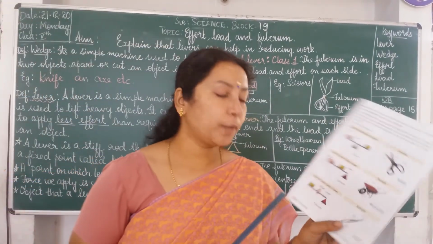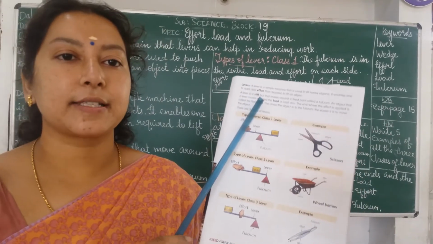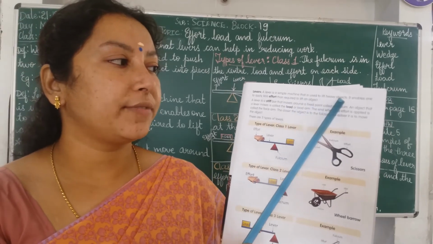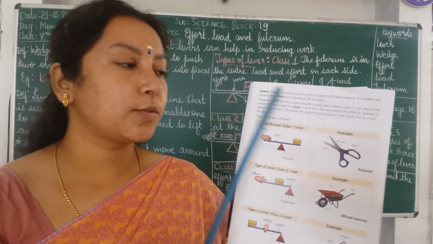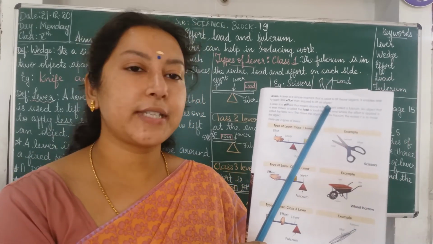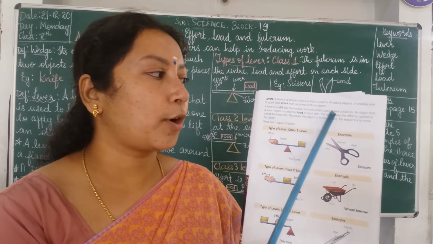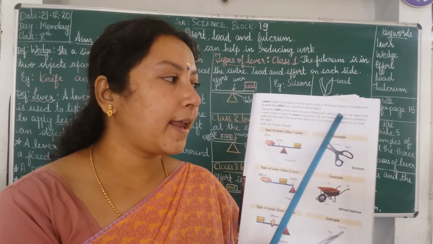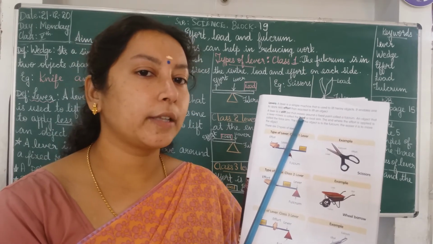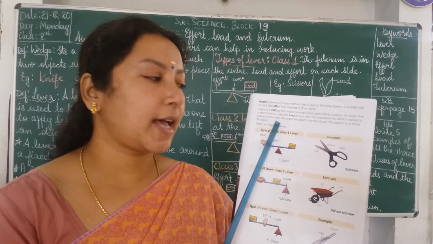Later, open your content book, page number 15. Heading: levers. Please follow me. A lever is a simple machine that is used to lift heavy objects. It enables one to apply less effort than required to lift an object. A lever is a stiff bar that moves around a fixed point called the fulcrum, underlined. An object that a lever moves is called the load, underlined, or the load arm. The end where the effort is applied is called the force arm.